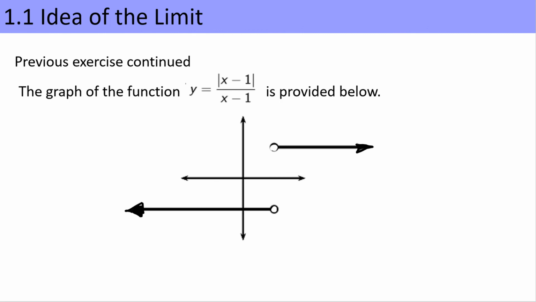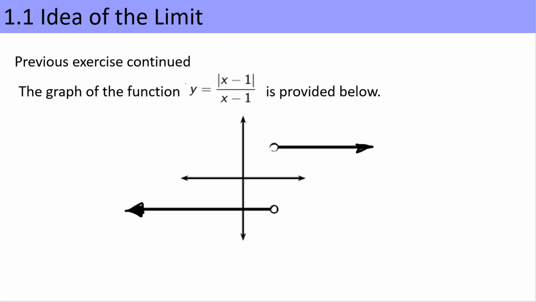Let's look at the graph of that function, y equals the absolute value of x minus 1, all divided by the quantity x minus 1. The graph shows two horizontal rays. To the right of 1, we have a horizontal ray, or a line with one starting point at x equals 1. It extends to the right. Notice that the starting point is an open hole because at x equals 1, this rational function is undefined.